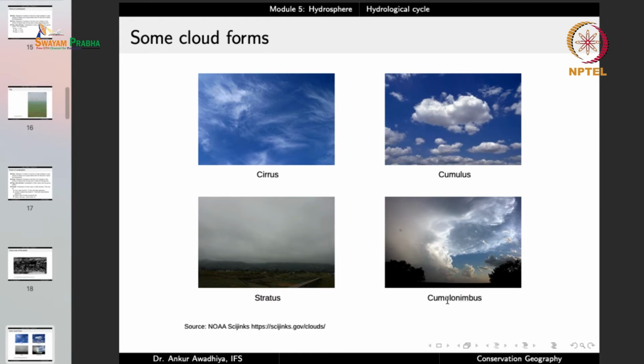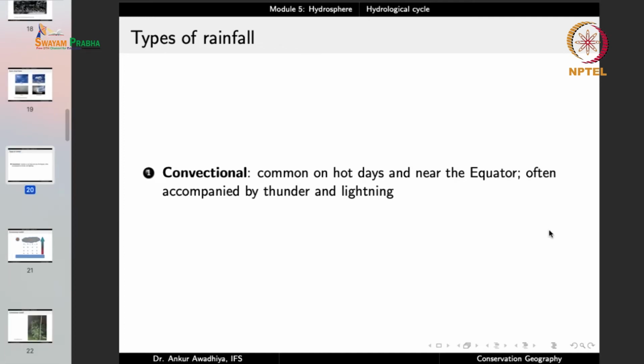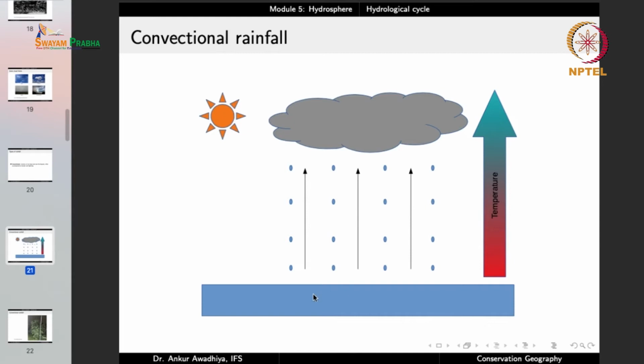Now nimbus can be in the form of cumulonimbus, which has a cottony appearance but is black, or it can be stratonimbus, which covers the whole of the sky but is dark grey or black in color and brings rains, and so on. And when we talk about rain, there are different kinds of rains. We have convectional rainfall, which is common on hot days and near the equator, often accompanied by thunder and lightning. In the case of convectional rainfall, what happens is that the water that gets heated up gets converted into water vapor.